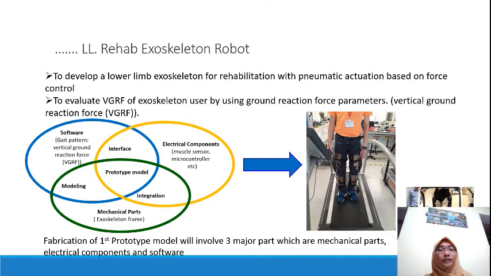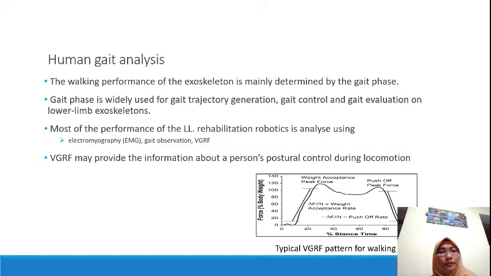Then, as you can see from the figures, this prototype involved a lot of design, not only the circuit design but also the mechanical design. Before we design the mechanical part, we need to develop the modeling. In the end we will fabricate the device. And then we move to the human gait analysis.